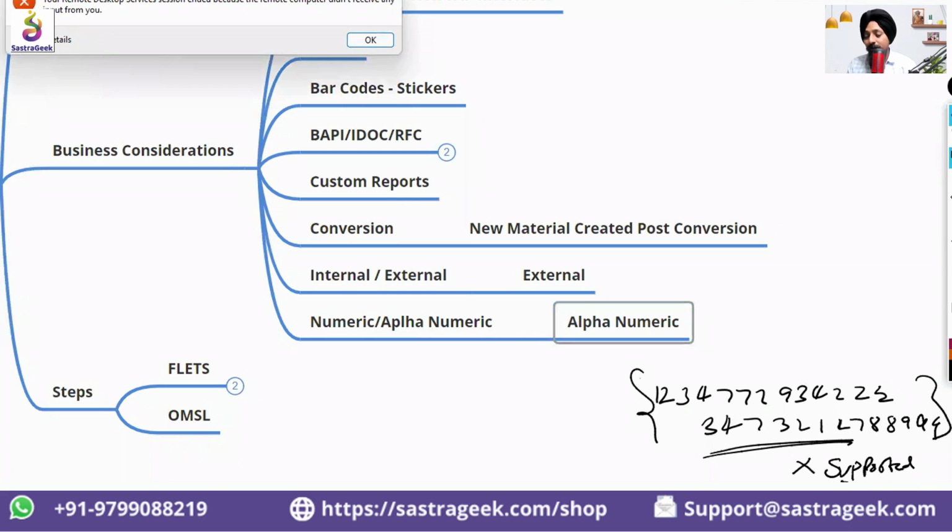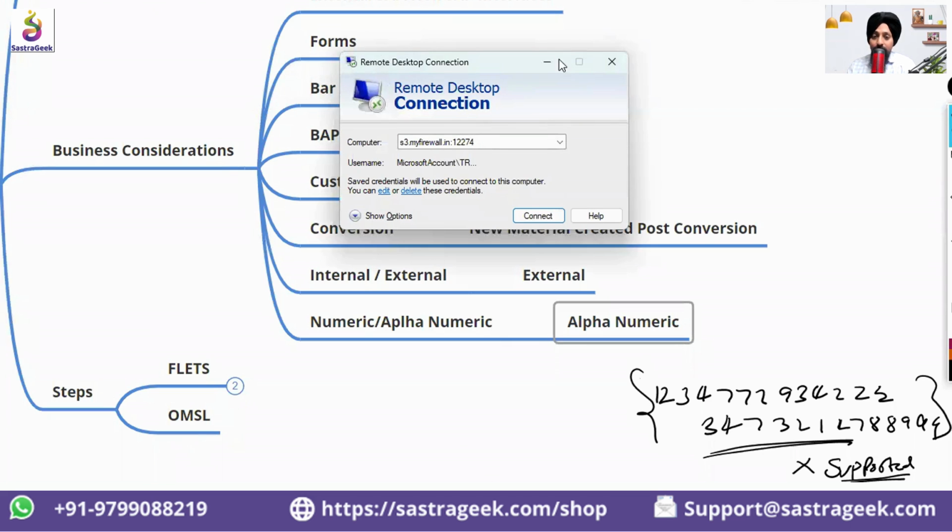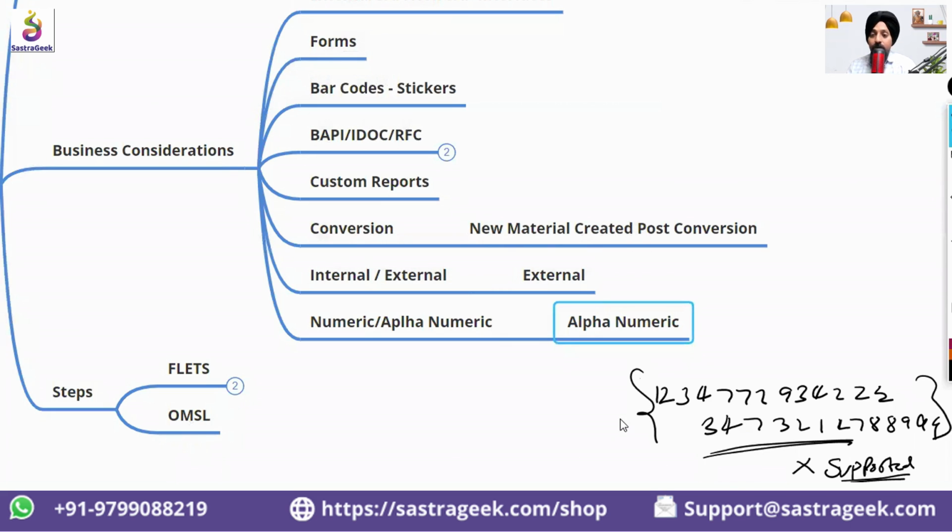And even this is not required from business. I don't know any business who require this kind of number. Whenever they want to go with the big numbers, it's always alphanumeric. It's always intelligent numbers which need to be brought in. Okay, so this is not a requirement at all. And this is technically not supported by SAP.